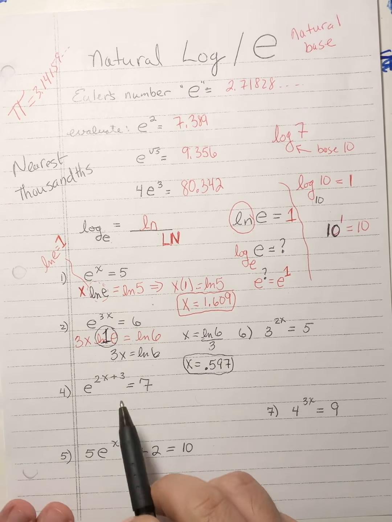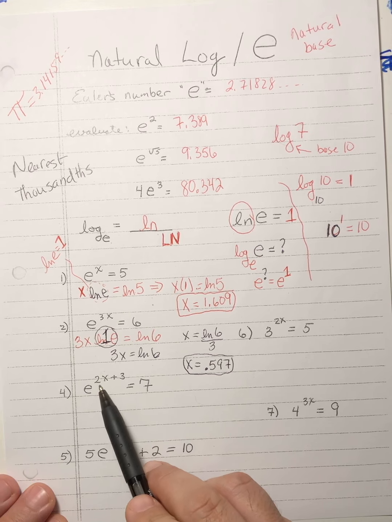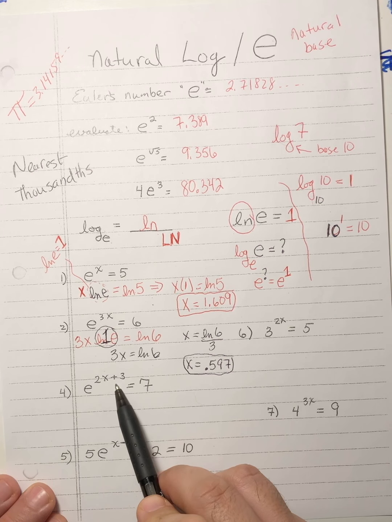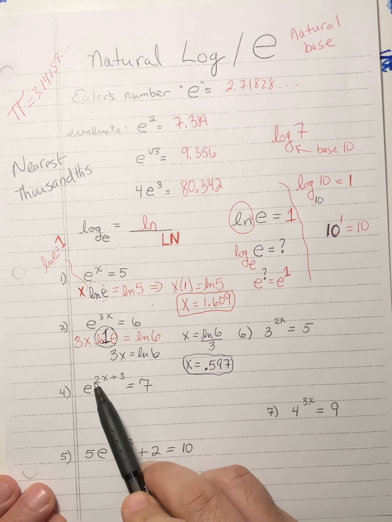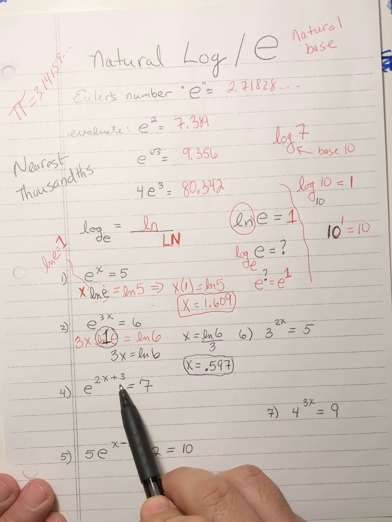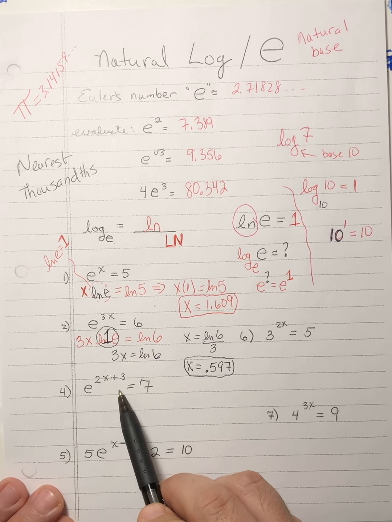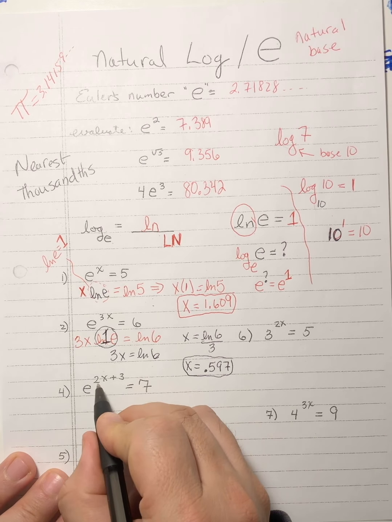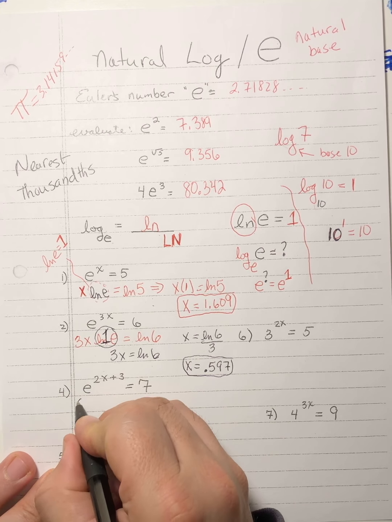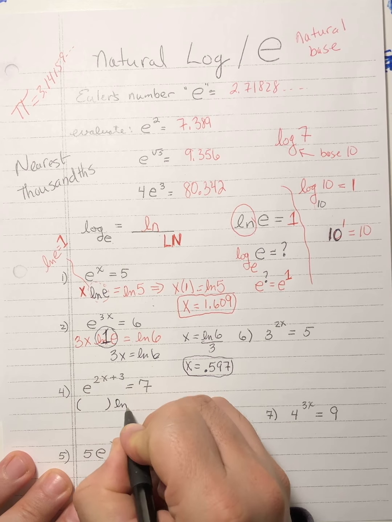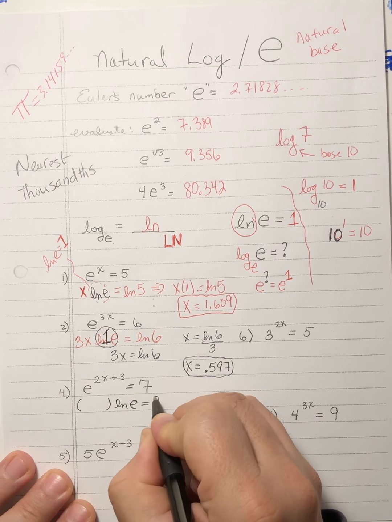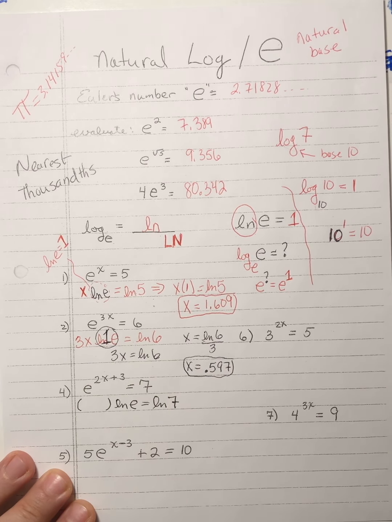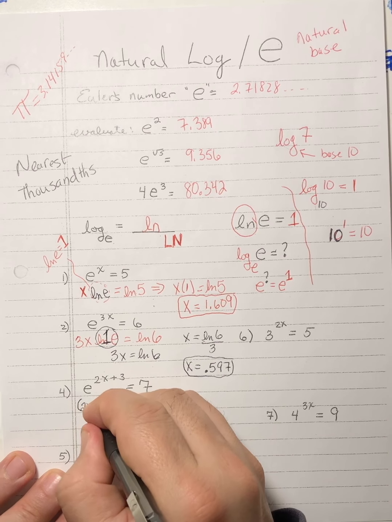All right, let's look at the next one. Big ugly mess at the top. Who cares? Nobody cares. We've seen problems like this before. Now I'm going to use ln. So remember, this goes in front, and you've got to put parentheses. Okay, what goes inside the parentheses? That's right, it's your 2x plus 3.